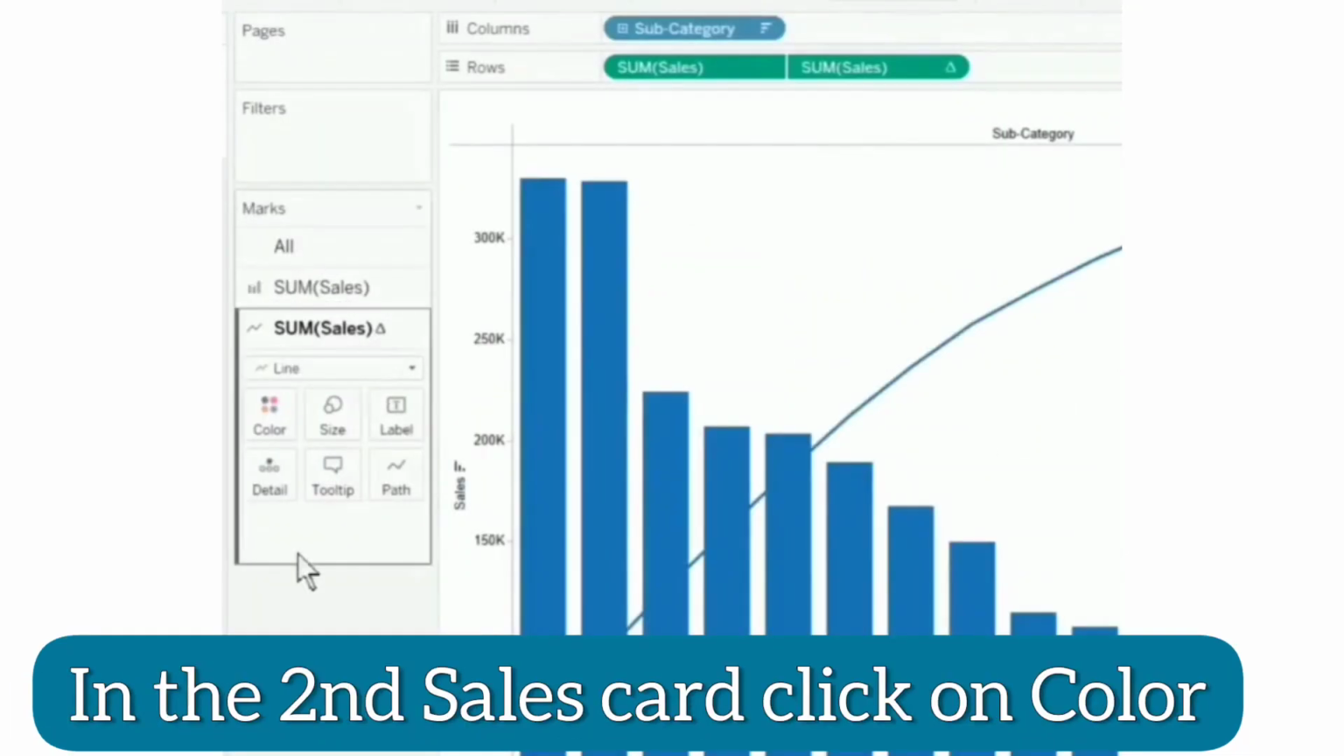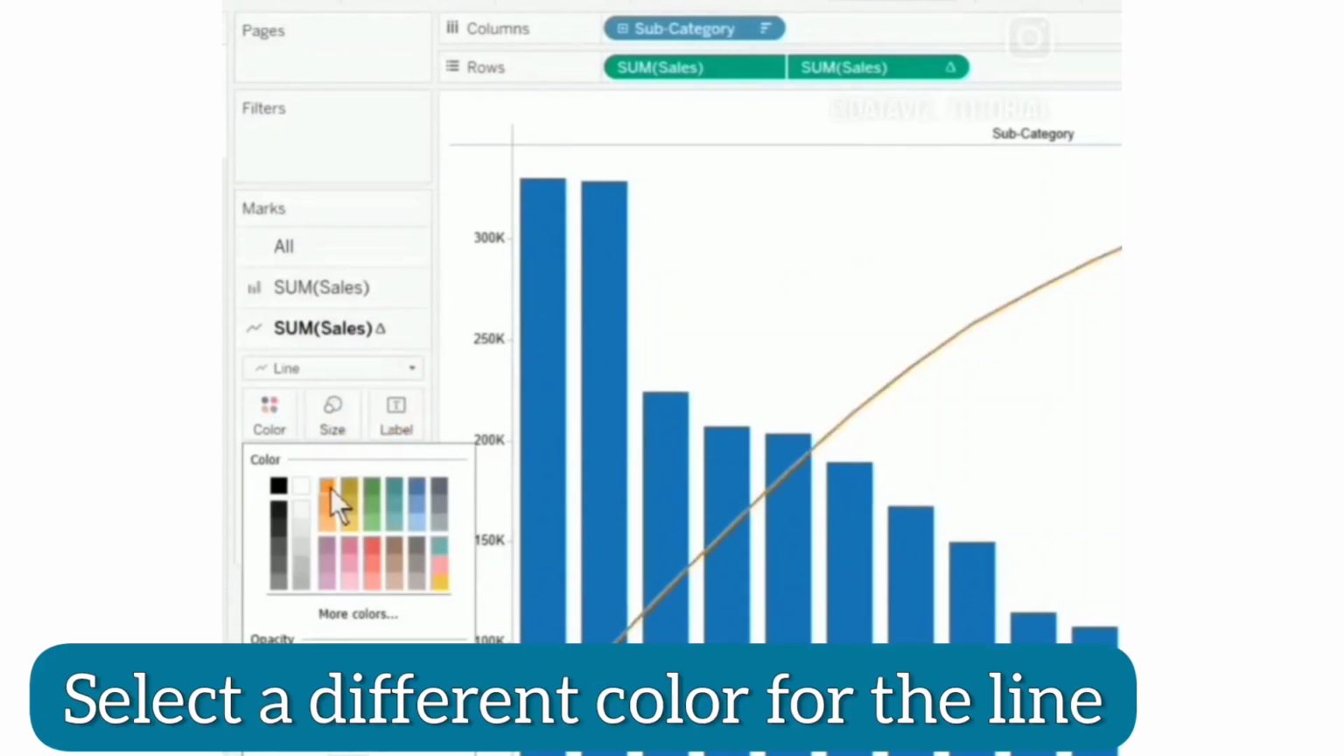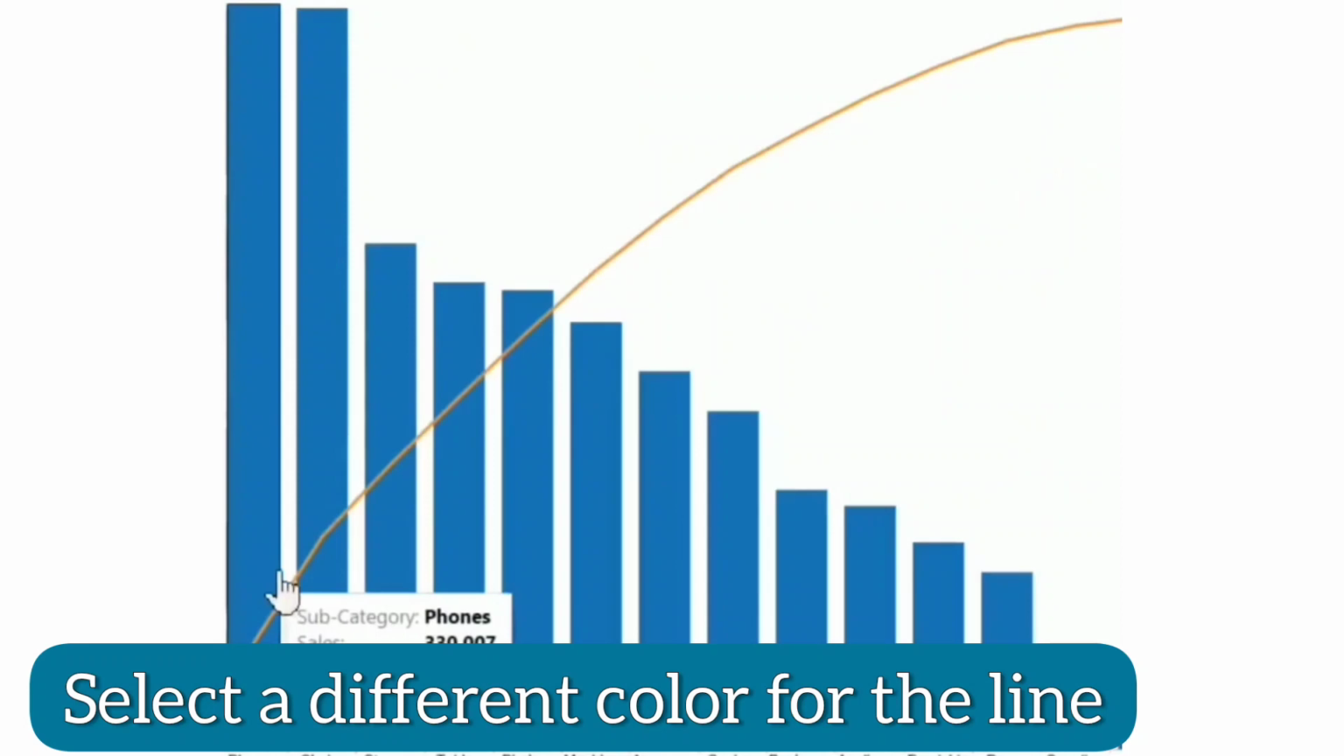And now for the secondary axis, you can change the color to any different color. For it, click on the color option in the second marks card and select any color of your choice. Now the Pareto chart is ready.